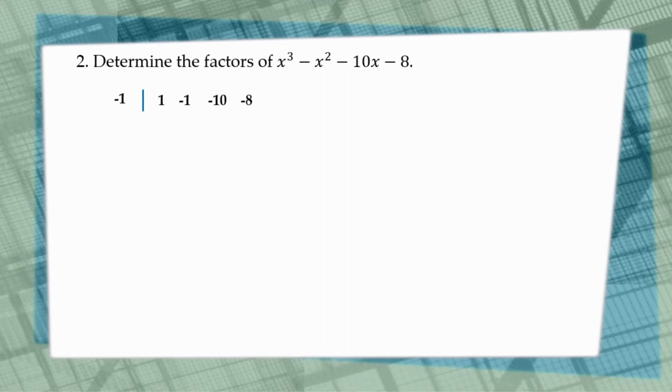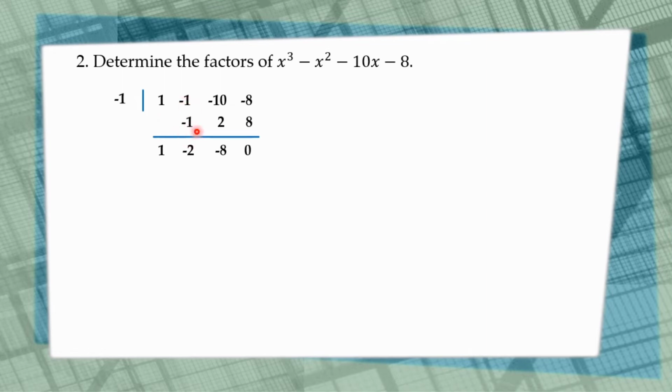I'll choose -1 since -1 is one of the factors of the constant term, which is -8. Then after that, divide using synthetic division. So just bring down the leading coefficient, which is 1, then multiply it by -1, that is equal to -1.